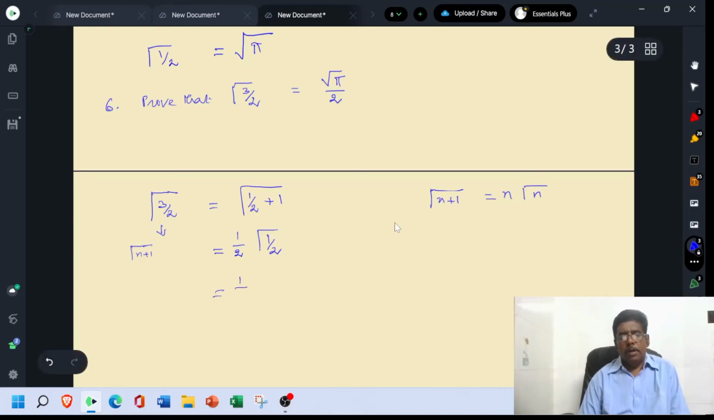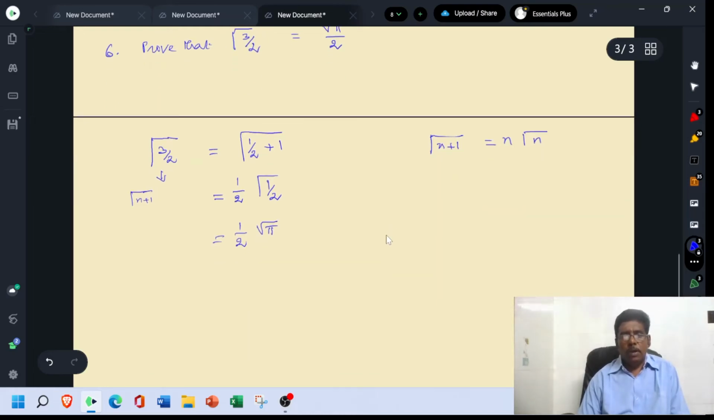We know that gamma of 1 by 2 is root pi. Already we have proved this. Therefore, gamma of 3 by 2 is equal to root pi by 2.